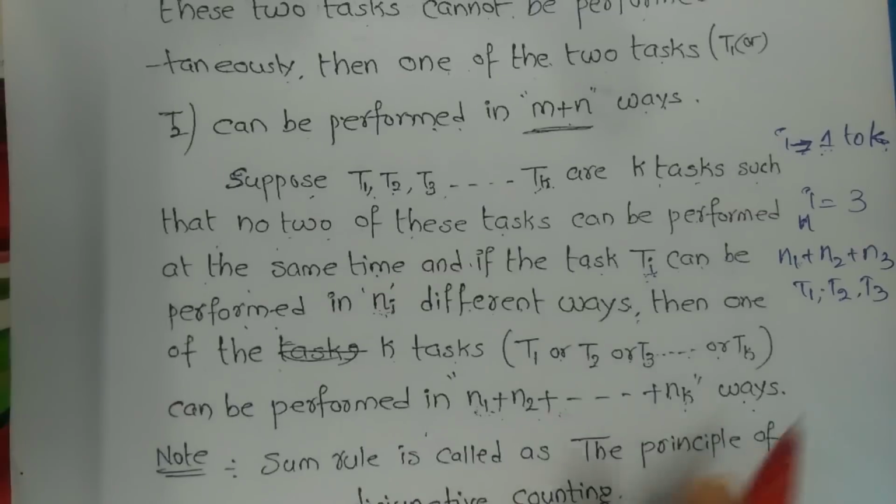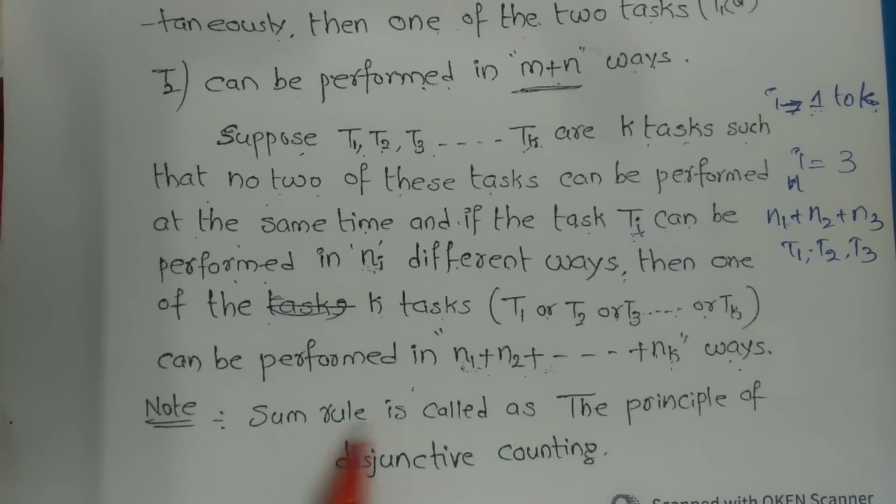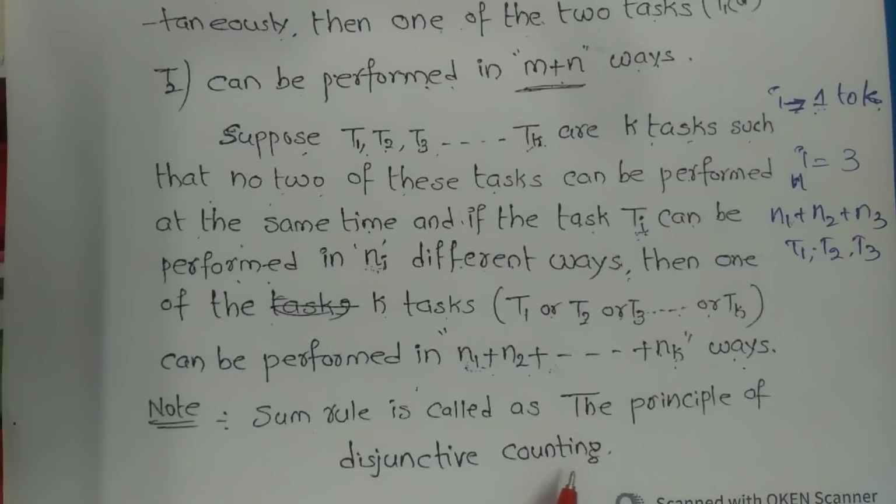So this is the sum rule, and we also note a point: the sum rule is called the principle of disjunctive counting.